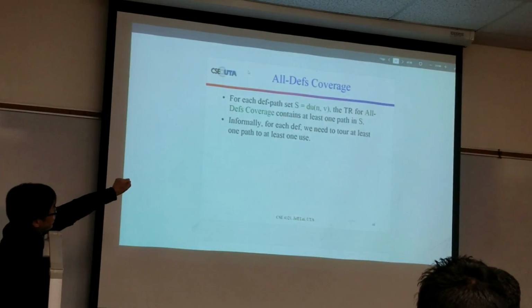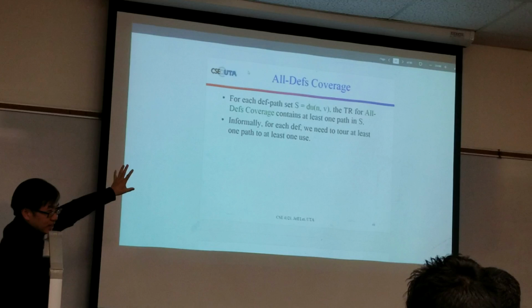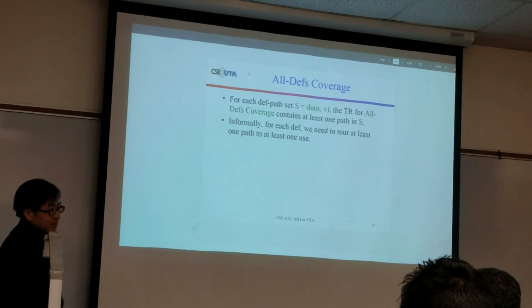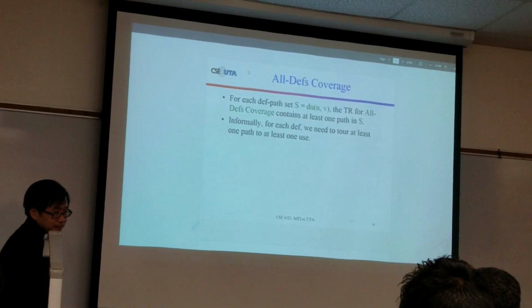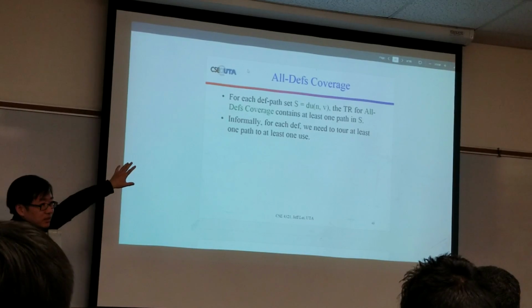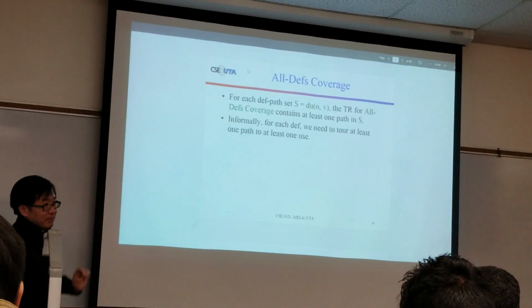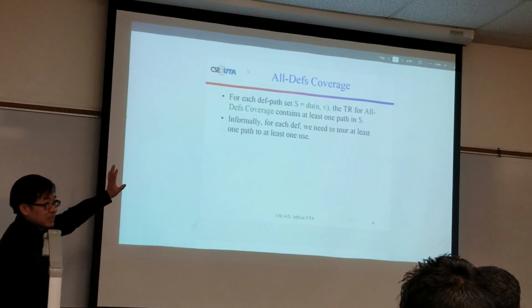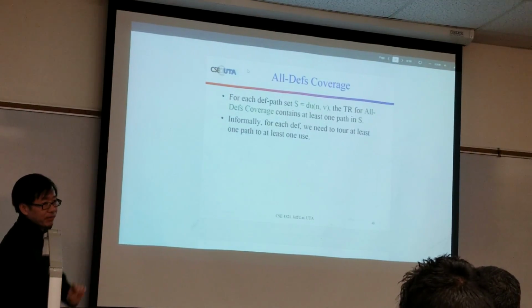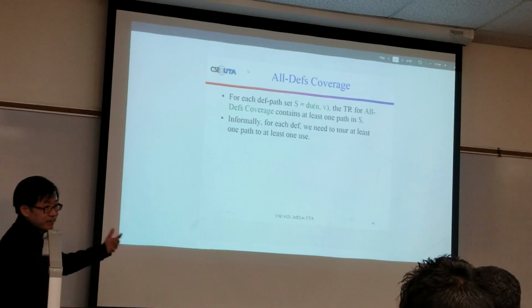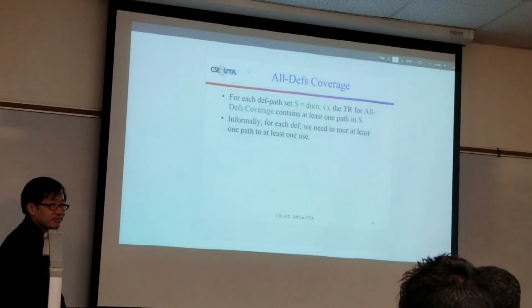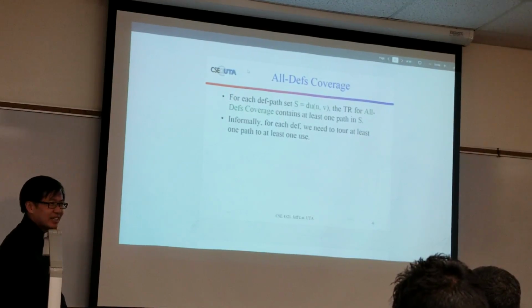Well, let me put this way, okay? I guess what I said is not quite correct. So for each depth path set, we only want to test one of them. As long as you test one DU path from each depth path set, then you satisfy this all depths coverage. It's kind of difficult to understand, right?